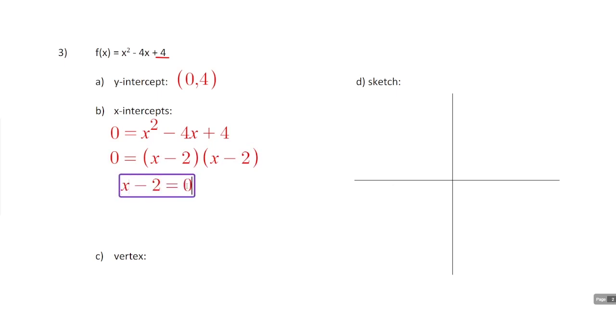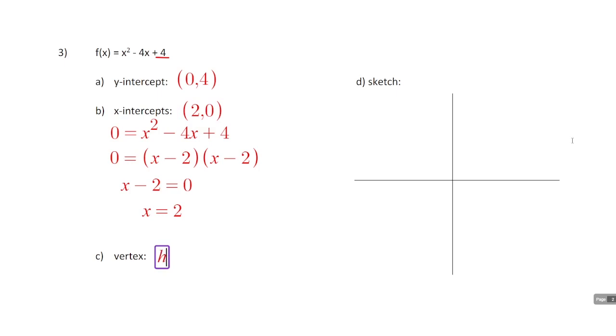Now I'm just going to set one of these equal to 0 because they'll both give me the same x value, which is going to be +2. So my x-intercept here is (2, 0), and I only have one of them. That means that this is going to end up being the vertex.